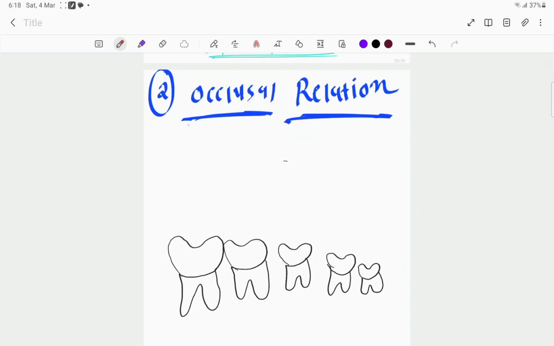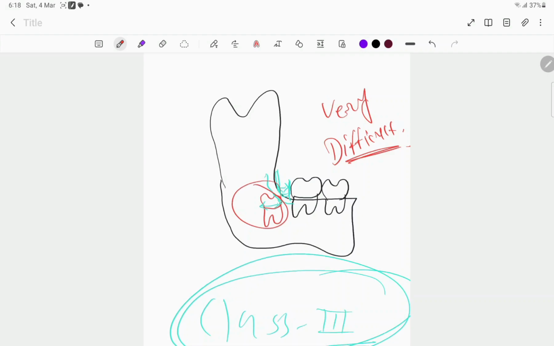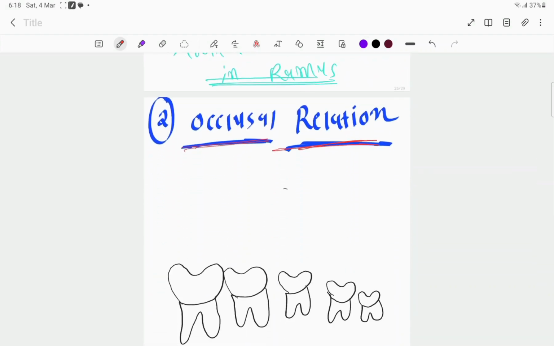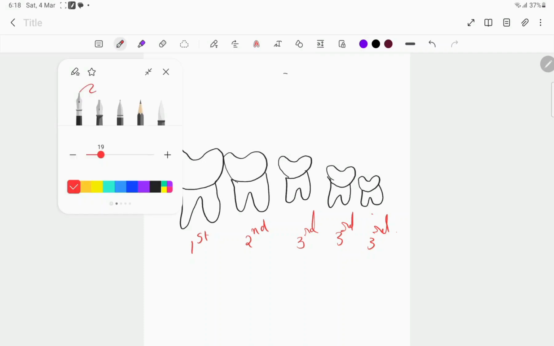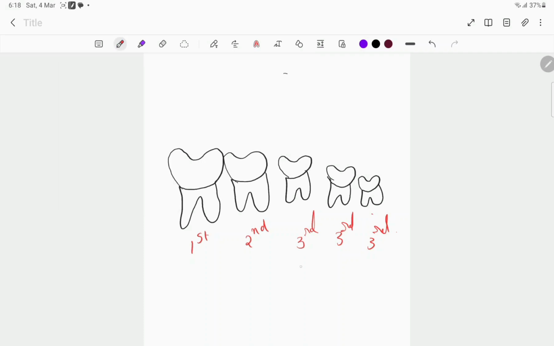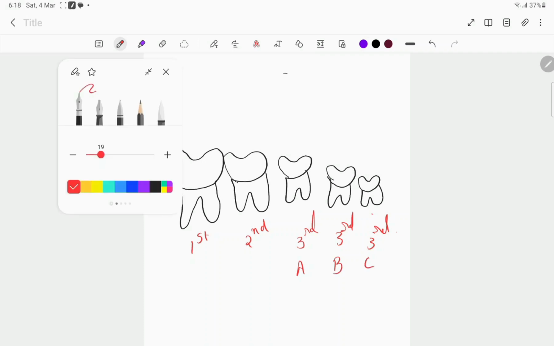Now in Pell and Gregory's second classification, which is the occlusal relationship, we have seen the ramus relationship, right? Now we will see the occlusal relationship. In this, this is our first molar, second molar, and I have drawn the third molar in 3 scenarios. The classes are A, B and C. Now we will see how it is classified.